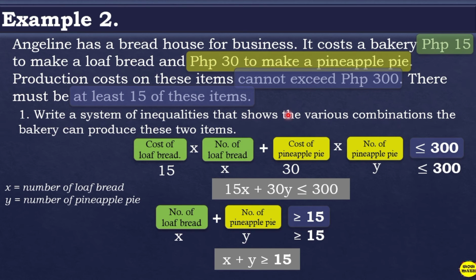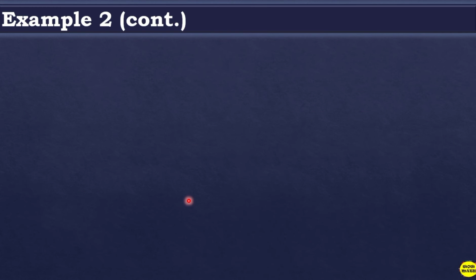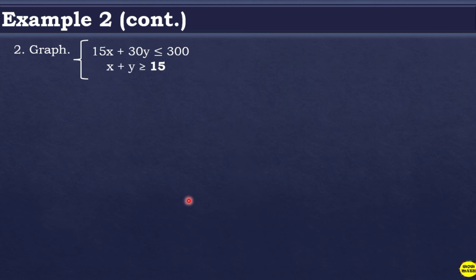So, tatandaan natin yung mga keywords. Okay? So, what is our system of inequality? So, we have 15x plus 30y is less than or equal to 300. And x plus y is greater than or equal to 15. Okay, let's continue. So, the question number 2 is you are asked to graph. So, pag ginagagraph tayo, again, isosolve muna natin ang intercept ng first inequality, kuha ng test point, and then proceed to the second inequality, solve again, kuha ng test point, and then graph.